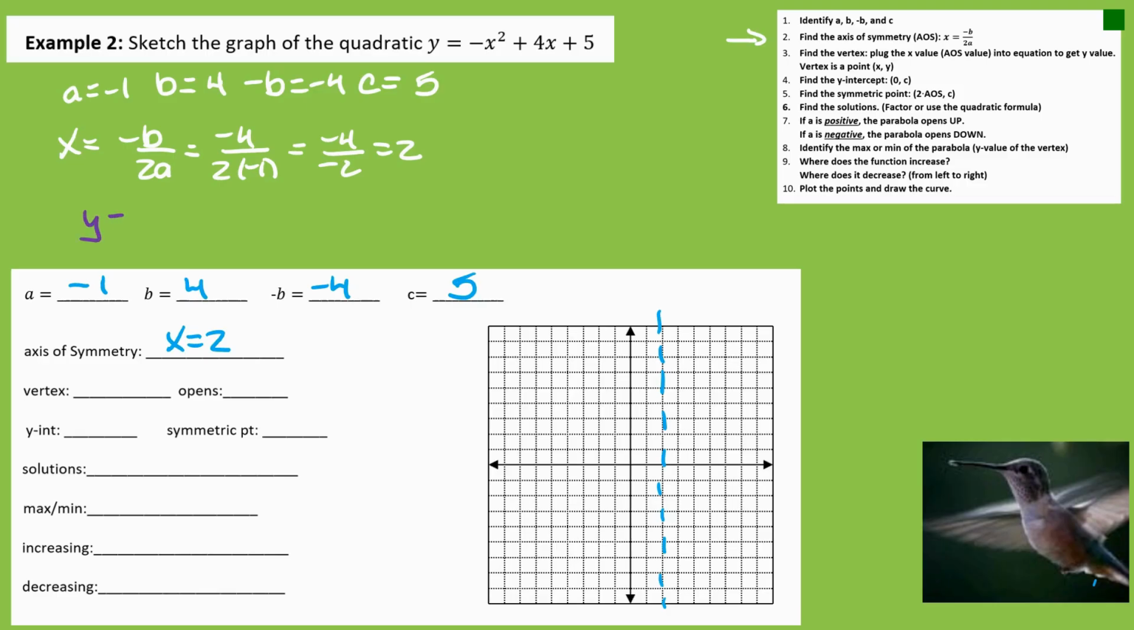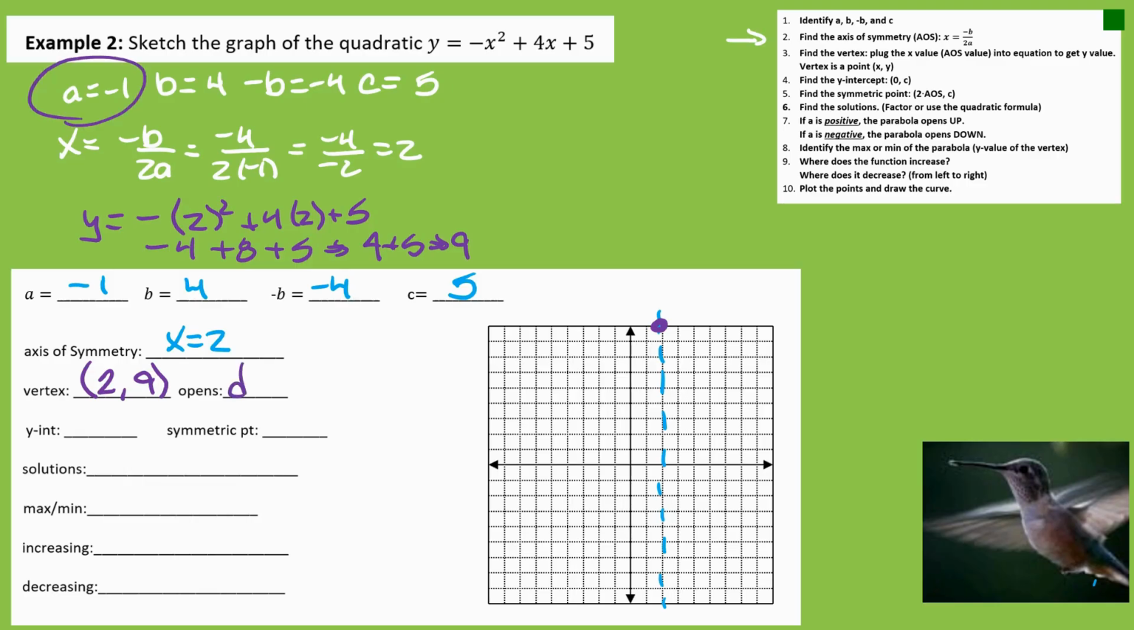My vertex, remember, I plug that axis of symmetry value in for x. So I have y equals the opposite of 2 squared plus 4 times 2 plus 5. So that's the opposite of 4 plus 8 plus 5. That's 4 plus 5, which is 9. So it's the axis of symmetry point, the vertex. So write 2, 9 right there. Which way is this going to open? This is going to open down.